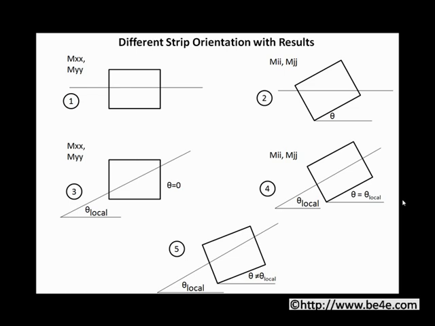In the first case, the strip is perpendicular to the area, identifying the MXX and the MYY. Second case, the area is inclined by theta, thus MII and MJJ are identified. Third case, the area is normal, but the strip is inclined, thus identifying MXX and MYY. The fourth case, both the area and the strip are inclined by the same theta, thus identifying MII and MJJ. The fifth case is the area inclined but at a different angle from the strip itself, thus the theta is not equal to the theta local.